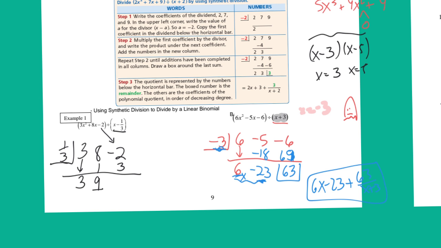Try to bring down the right thing. That's honestly one of the biggest things that people are forgetting: phantom terms, or forgetting to bring down the exact right question. So this is 1. So there's a remainder, okay, because there's a value here. If it was 0, that means it goes in evenly. And then you put the letters back in.